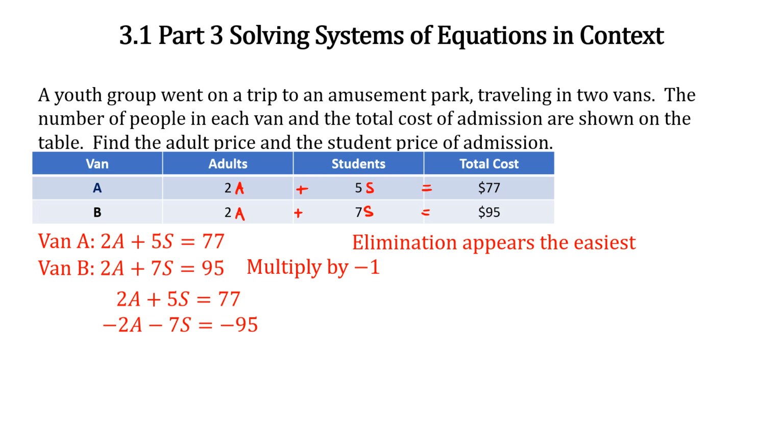So my 2a's cancel out. And this is going to give me negative 2s equals negative 18. So s is 9, so a student ticket costs $9. I plugged that back into the first one. I just plugged it in here. This was your choice.